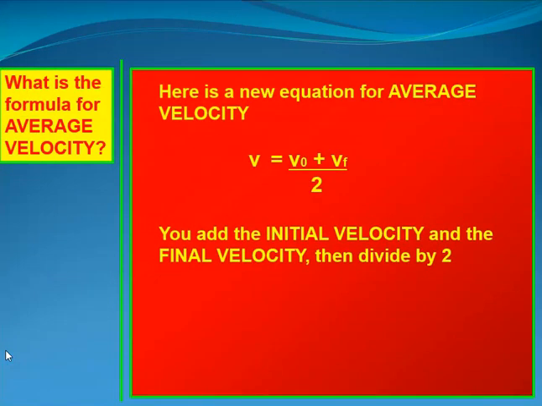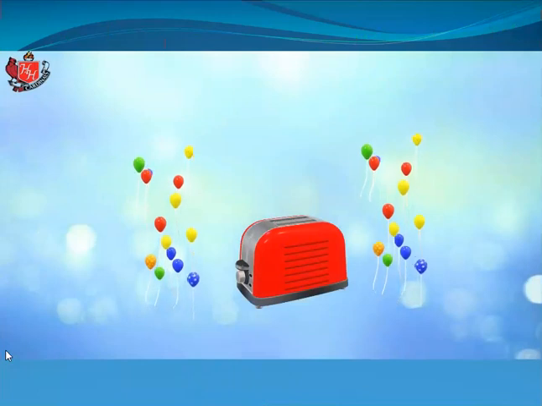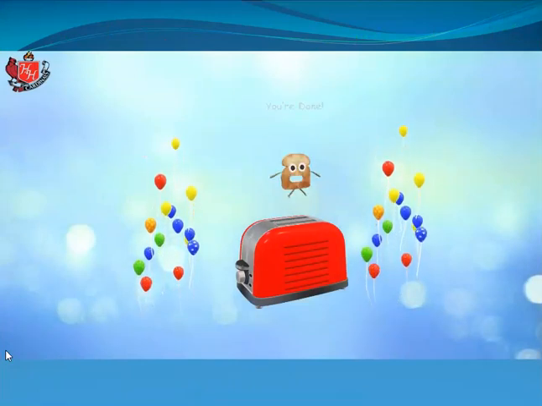So here's a new equation for average velocity. It's the initial velocity plus the final velocity divided by 2, the same way you would normally take an average of two numbers. You add them together and divide by 2. So if you add the initial velocity and final velocity, then divide by 2, that will give you a different formula for average velocity. Remember, we already had distance divided by time as a formula for average velocity. And that takes care of this lesson on instantaneous velocity.